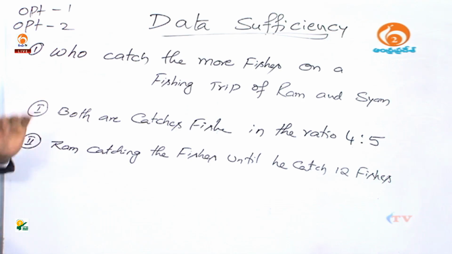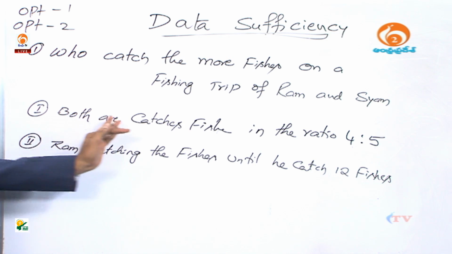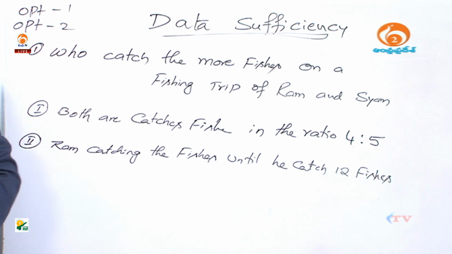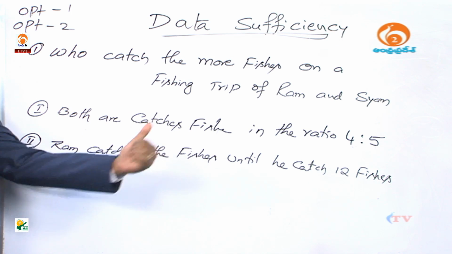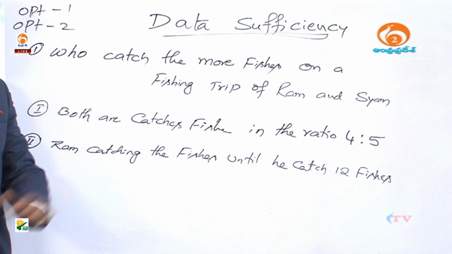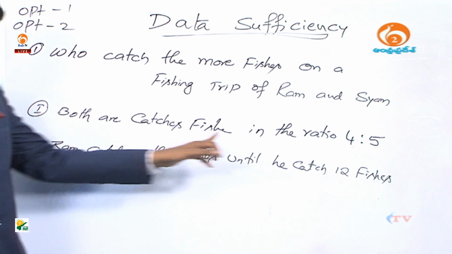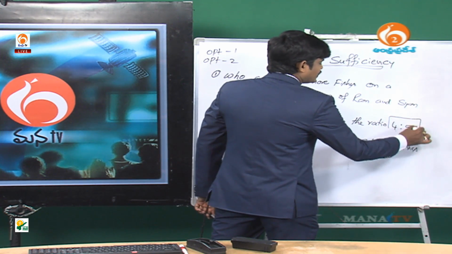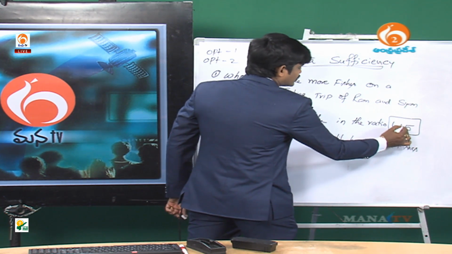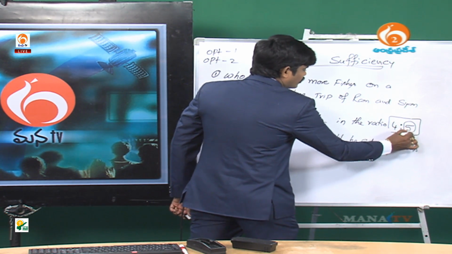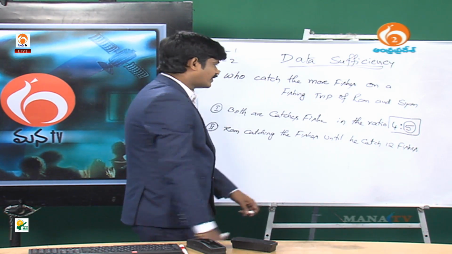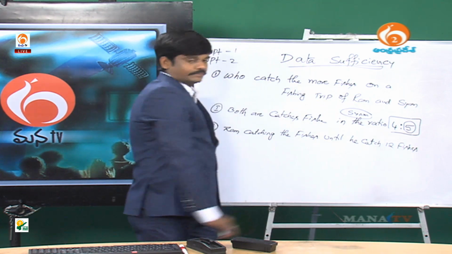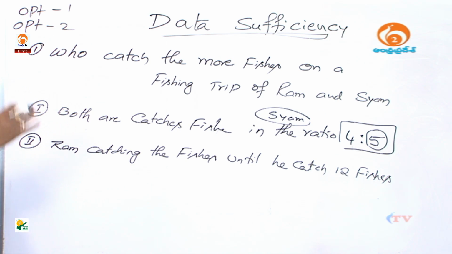Right. Now the first conclusion: both catch fishes in the ratio 4:5. From this first conclusion, who catches more fishes, Ram or Shyam? Directly from the first conclusion you can conclude the answer. Who catches more means the second person in the ratio 4:5, since the second value is more than the first value. That's why Shyam catches more fishes compared to Ram. By the first conclusion you can conclude the answer.